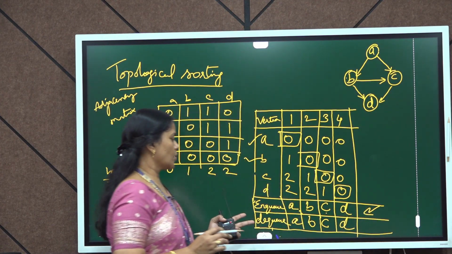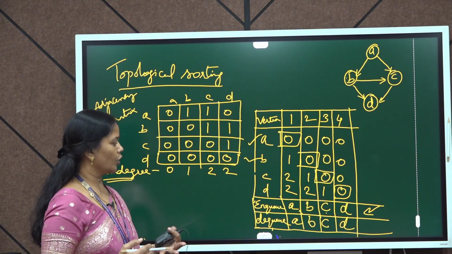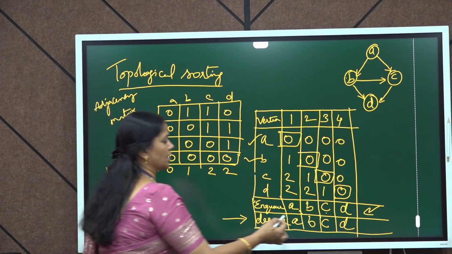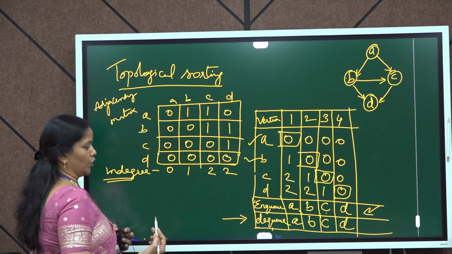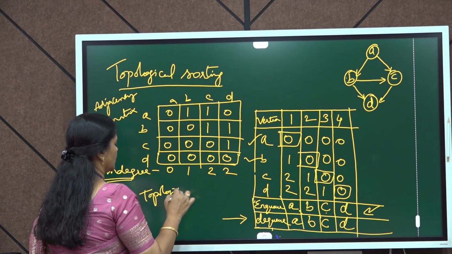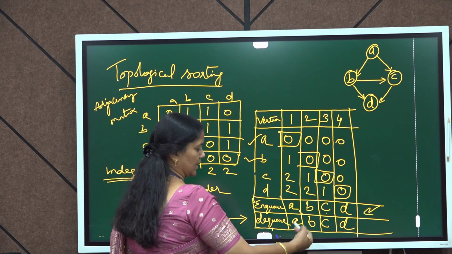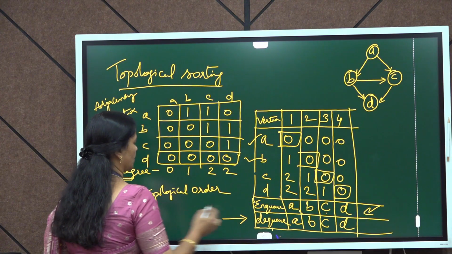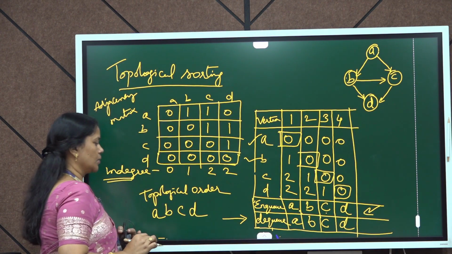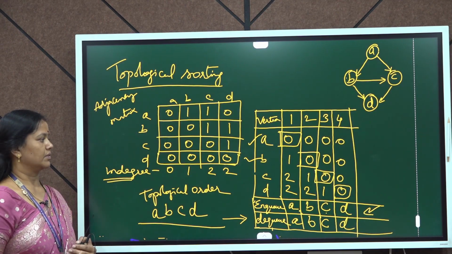Once all the vertices have been NQ'd and DQ'd, here comes your topological sorting. Topological sorting is nothing but the order in which the vertices have been DQ'd. So, what is our topological order here? The topological order is the order in which the vertices have been DQ'd. So, first my order is A, B, C and D. This is the topological order of this particular graph. Thank you.